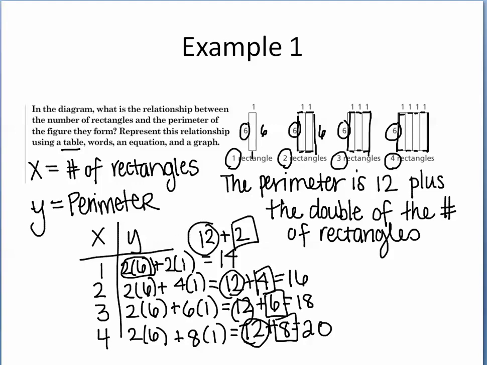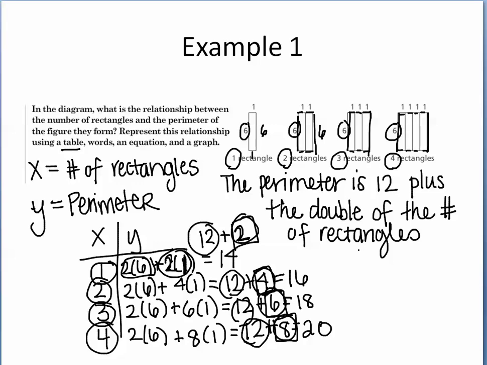Right? If the number of rectangles was 1, then we're adding 2. So the number of rectangles here is 1, so we're adding 2. The number of rectangles was 2, so we're adding 4. The number of rectangles here was 3, we're adding 6. The number of rectangles was 4, so we're adding 8.